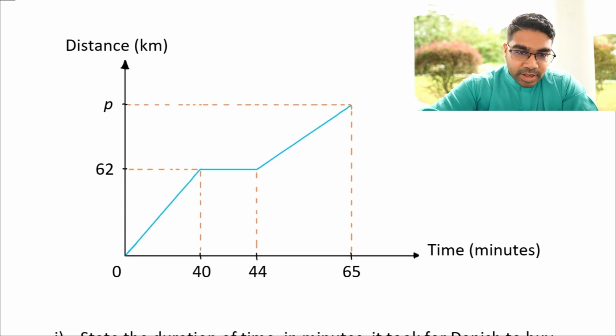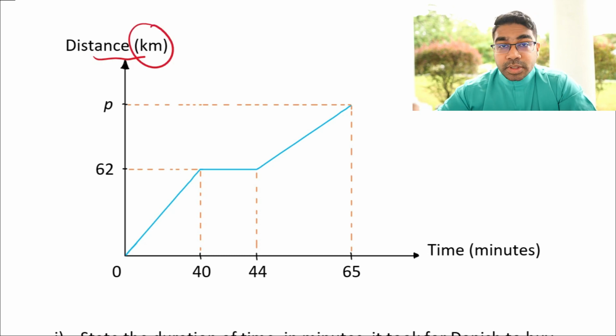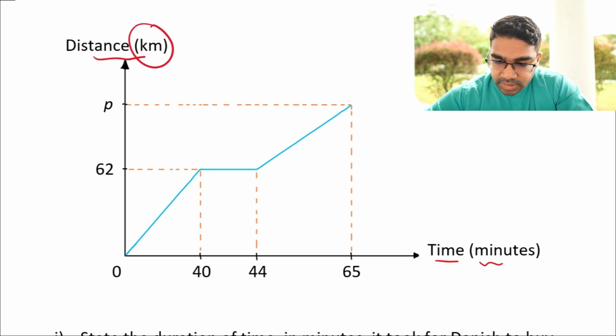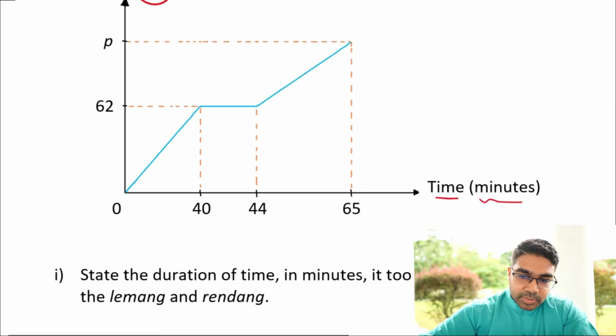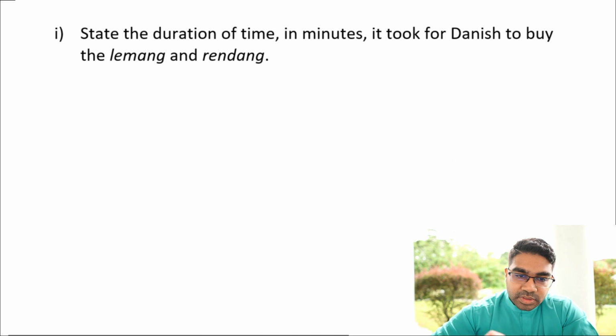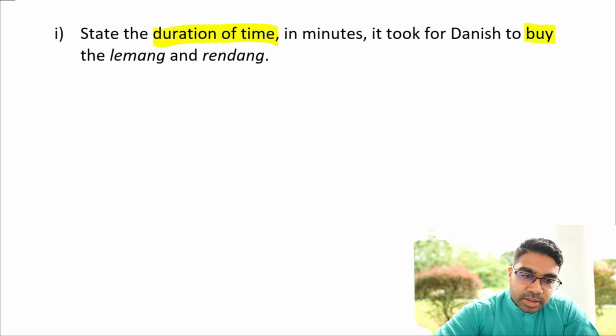We can see that we have distance on the y-axis in kilometers. This is very important. And we have time in minutes on the x-axis. And this maps his journey. Let's get to the question. Number 1. State the duration of time in minutes it took for Danesh to buy the lemang and rendang.